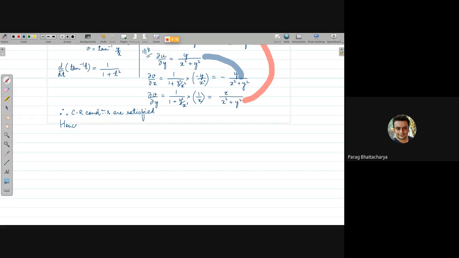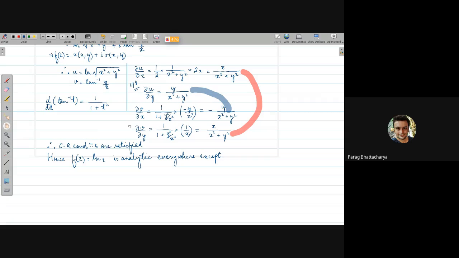hence f of z is equal to ln of z. It is analytic, okay, over what region? It is analytic everywhere except for those points where u and v, the partial derivatives, are not defined.